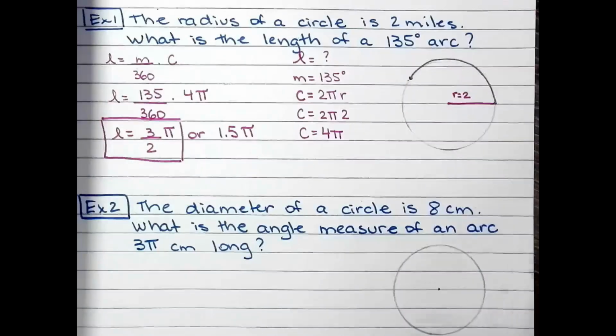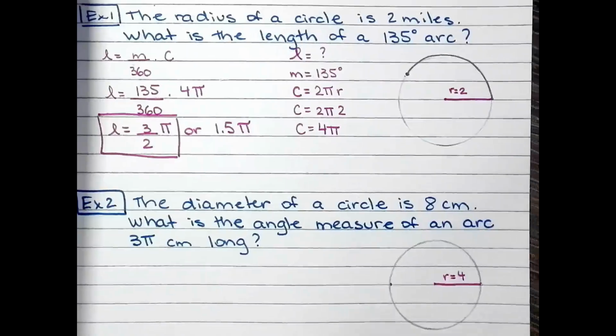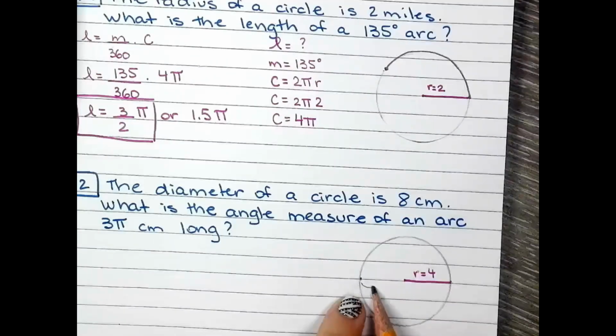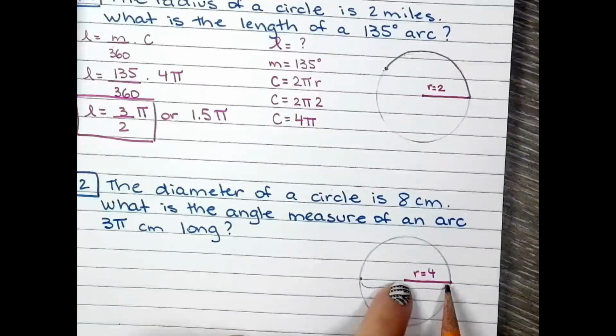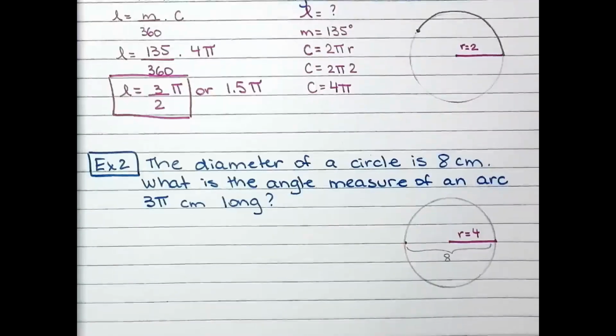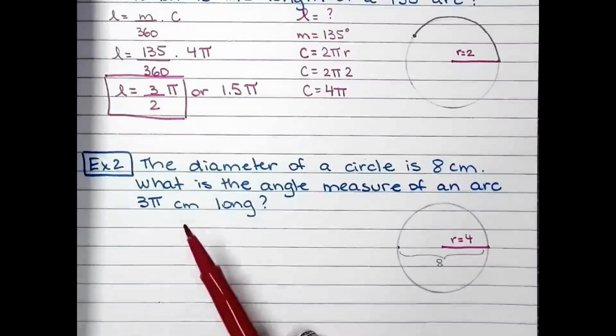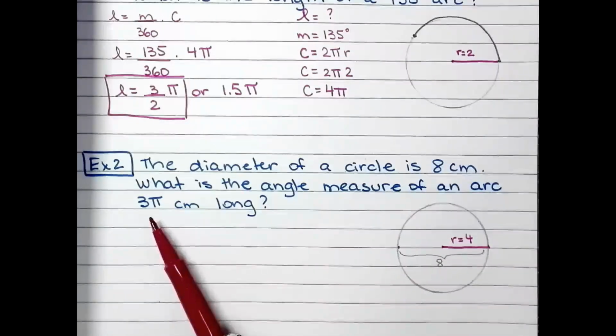So the diameter is 8. The diameter is the distance from here to here going through the center. That makes my radius 4. Because if the diameter is the whole distance from here to here, and the whole distance is 8, half the distance is 4. Just a quick review right there. Okay, so what is the angle measure of an arc that is 3 pi centimeters long?